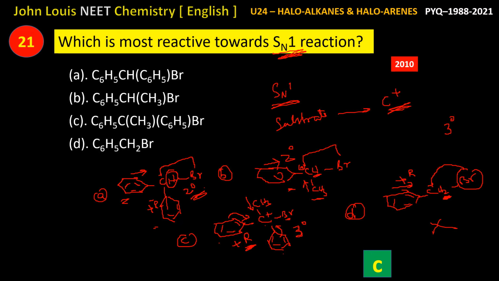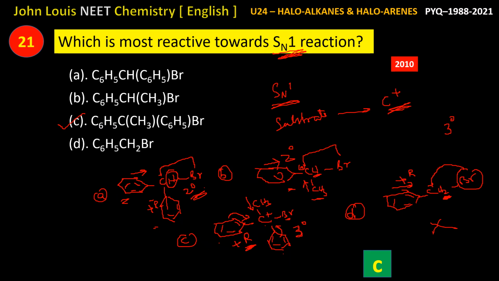So you can simply find out which one is a tertiary halogen compound. That only will form a stable carbocation, so that will be most reactive towards SN1 reaction. That is more than enough. So among the four options given here, option C is having tertiary carbocation. That is why that is the correct answer.